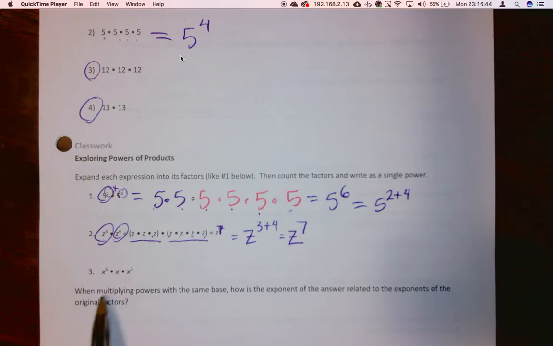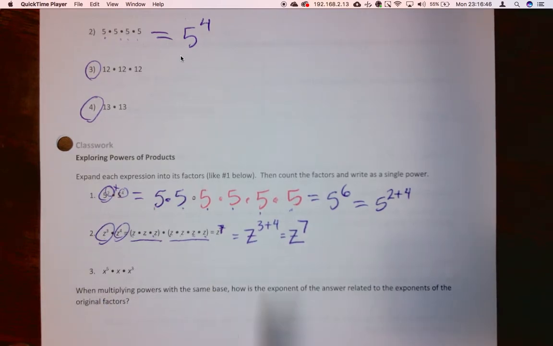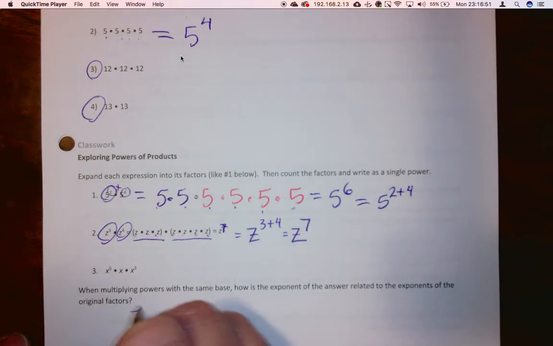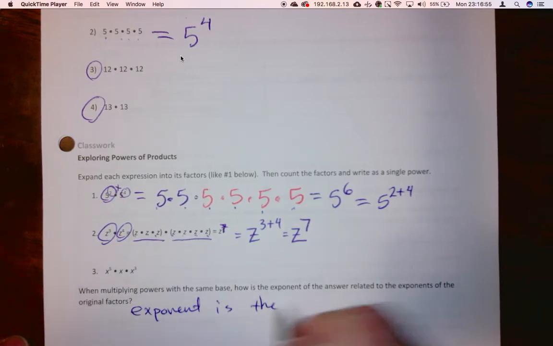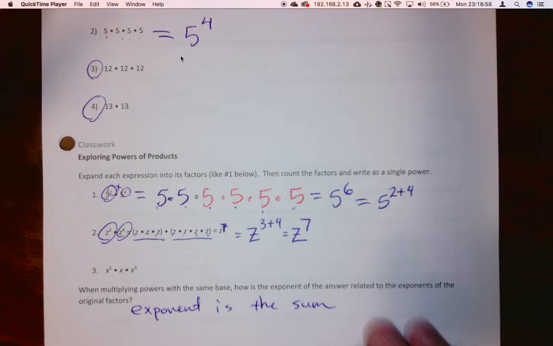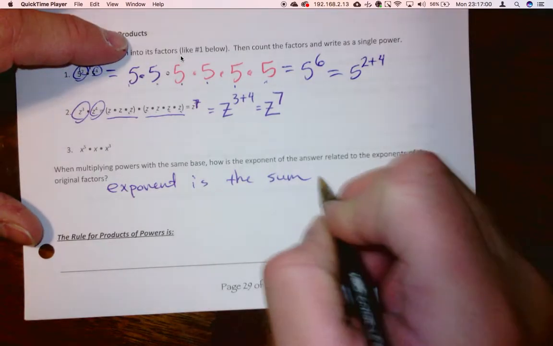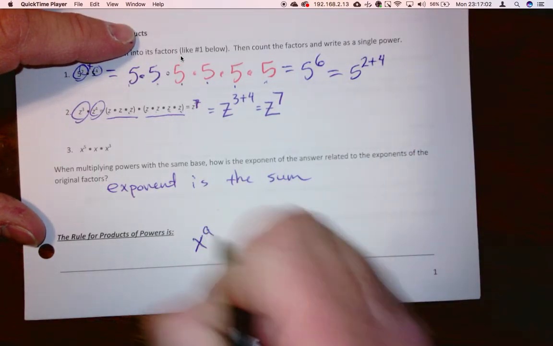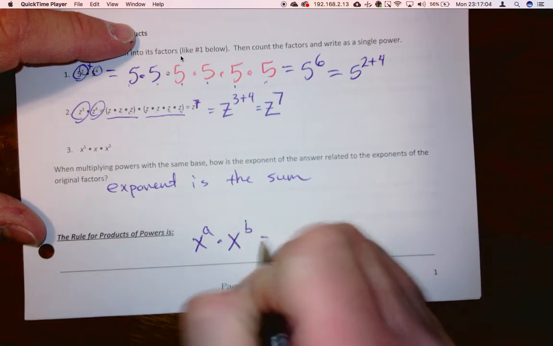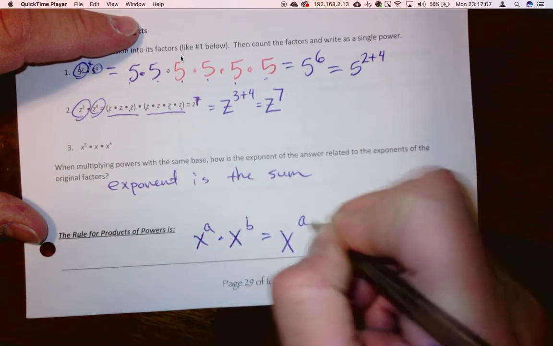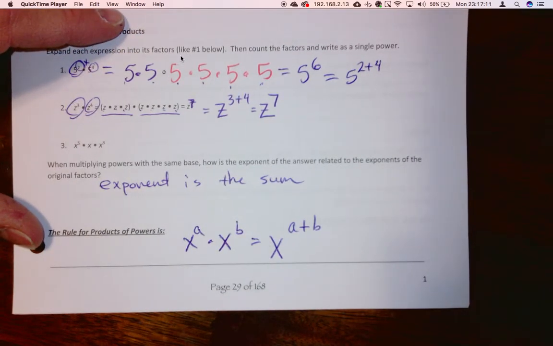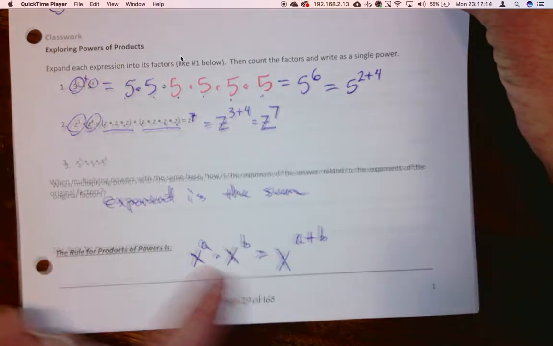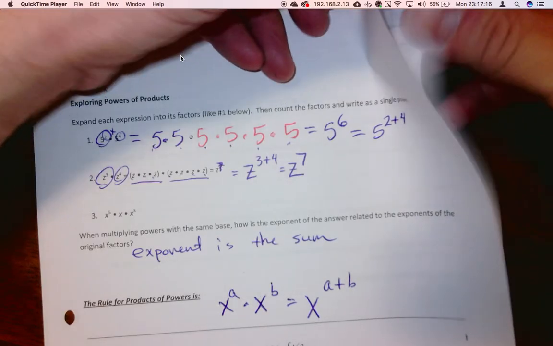Here we go with the rule. When multiplying powers with the same base, how is the exponent of the answer related to the exponents of the original factors? So the exponent is the sum. And that gives us a rule, that x to the a times x to the b means that we have x to the a plus b. Whatever those exponents, as long as the bases match, we can do that with the exponents. Let's go ahead and go to page 2.